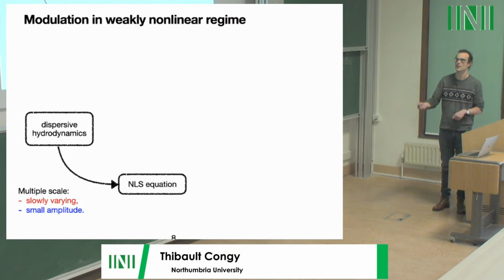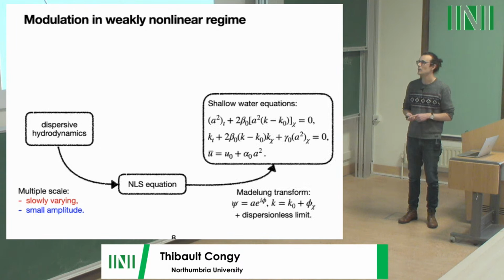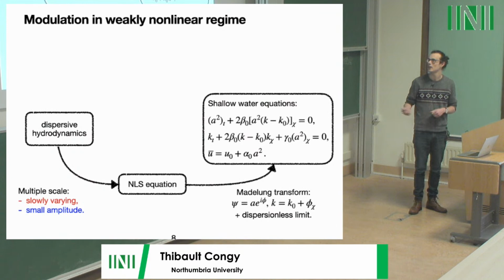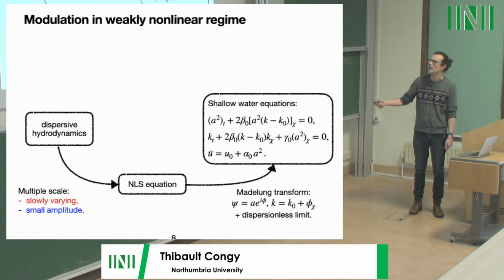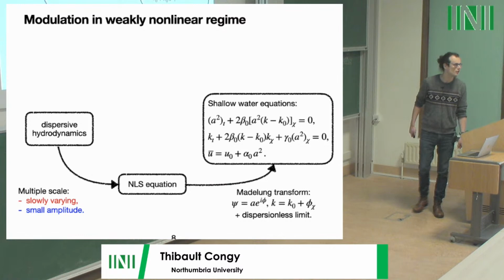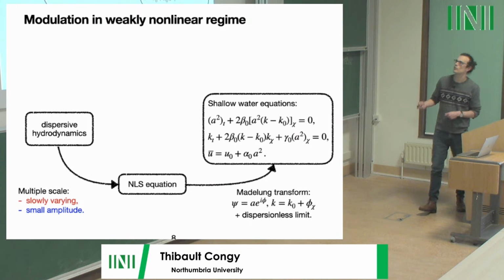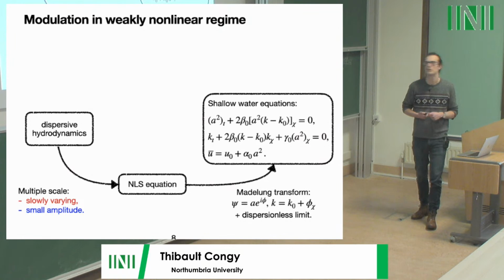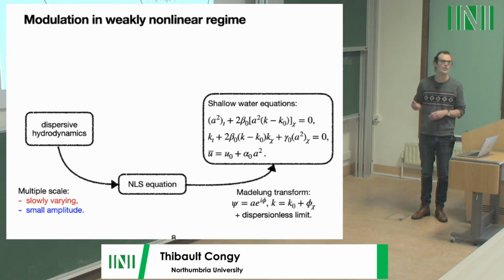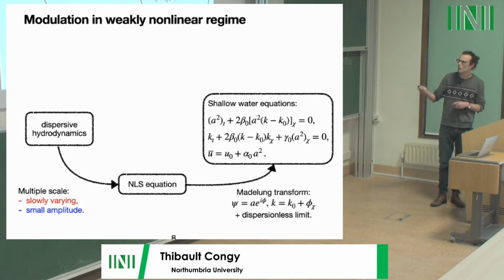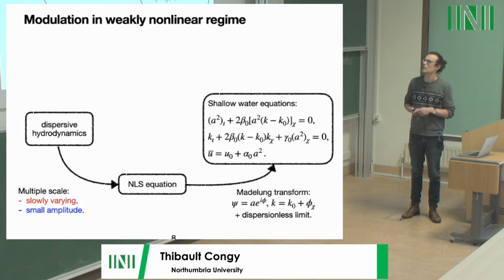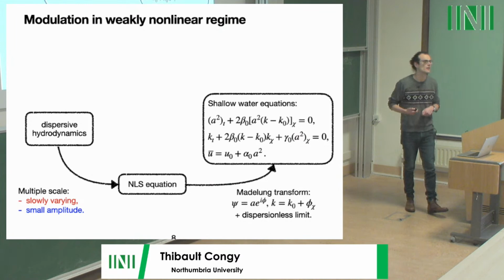And once you have the NLS equation, that's the next step. You do the Madelung transform, so that's something that we have seen a lot today. So you rewrite your complex envelope as an amplitude and a phase. And here, basically, the gradient of the phase is giving you the correction to the wave number. If you do the Madelung transform, you should have this quantum pressure term that we have seen today. But here we take the dispersionless limit in that case. We are not interested in dispersive corrections of the modulation today. And what do you end up with? You end up with a shallow water equation type system. Here I have been a little bit mean, because I could have written A squared as a density and k minus k naught as a velocity field, and it would be a little bit clearer, but I wanted to stay with these two quantities.